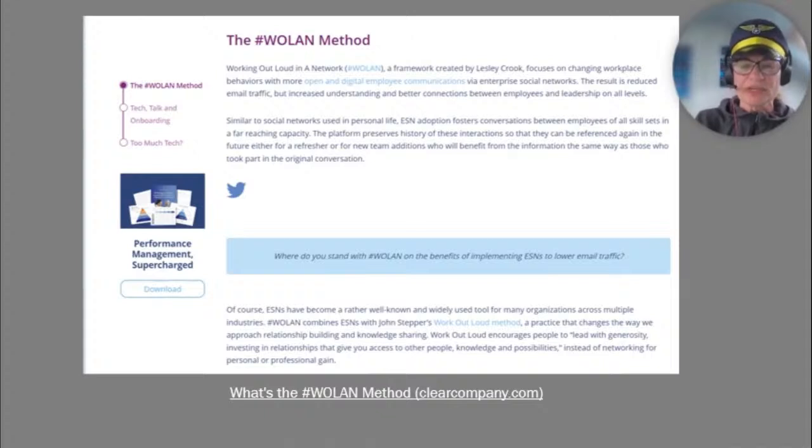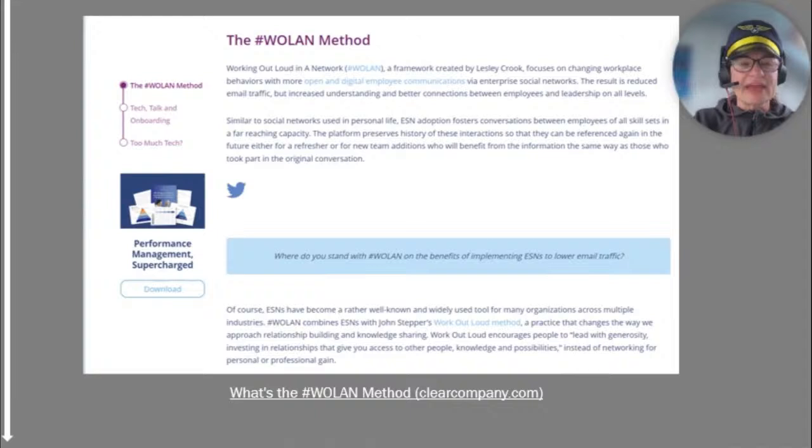Hashtag Wolan, which is my Twitter handle, Wolan, is a framework created by me, focuses on changing workplace behaviours with more open and digital employee communications via enterprise social networks like Yammer, and there's ones called Jive. Obviously, there was Facebook Workplace, which is now being, as I understand it, decommissioned. The result is reduced email traffic, but increased understanding and better connections between employees and leadership on all levels. So I was stunned that that was there. I never knew it was there. I only found that last week.